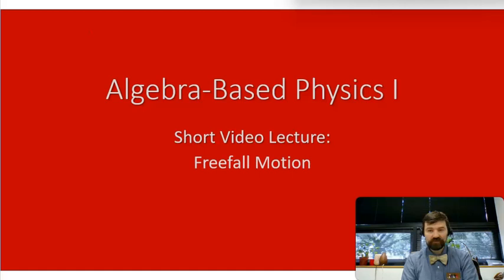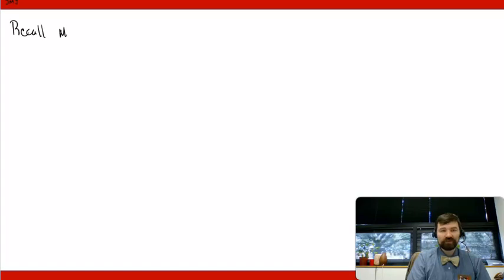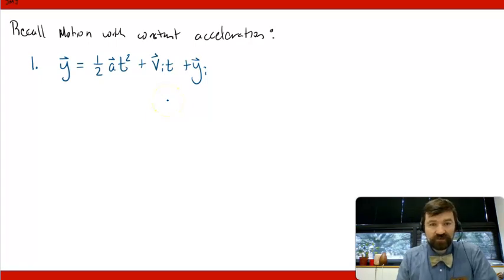Today's video, we're going to be talking a little bit about freefall motion. At this point in the semester, you should already have watched the video about motion with constant acceleration. You can recall from motion in 1D with constant acceleration the following equations. First, we have the position versus time equation.